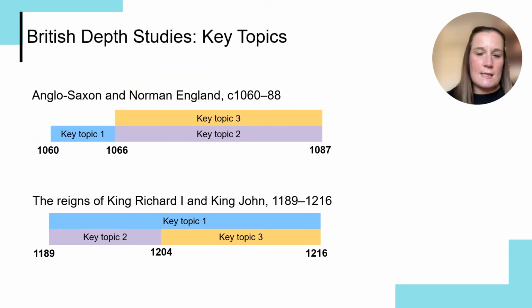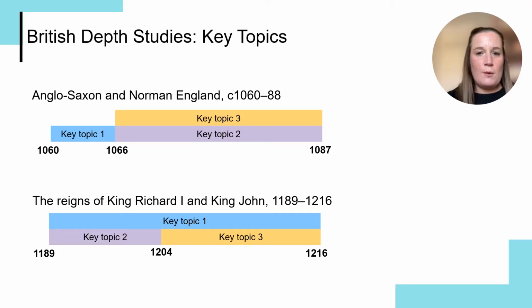Each British depth study is divided into 3 key topics. You can be asked questions within one or spanning across one or multiple. So these are useful dates for you to know. Find your British Depth Study option here and learn these key dates that divide the key topics.